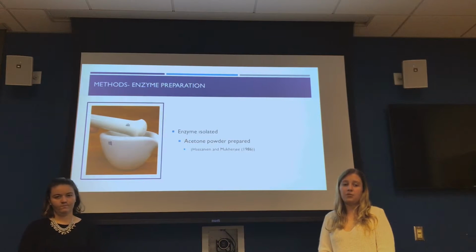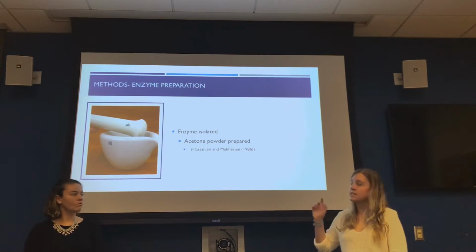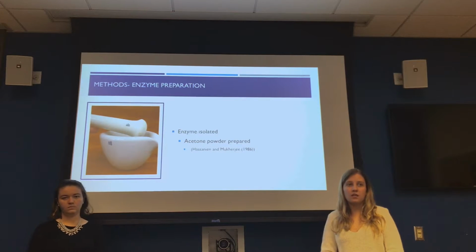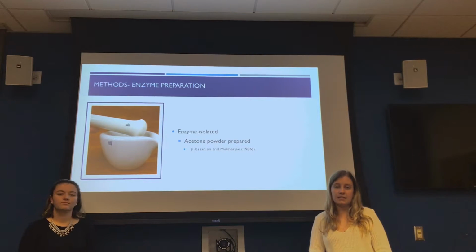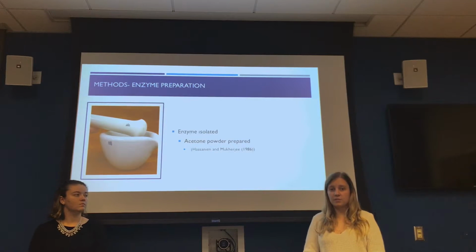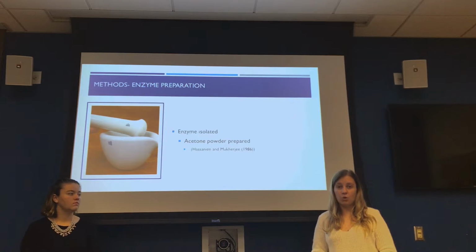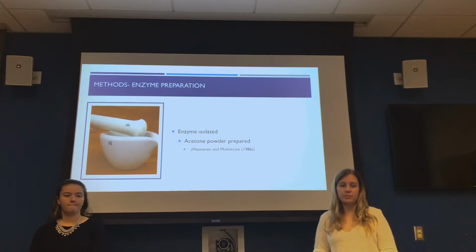And then enzyme preparation. They isolated the enzyme by creating acetone powder that was prepared following the processes in this 1986 paper. The actual process involves cracking the seeds, and they avoid bruising the inside. They obtained 25 grams of the seed cotyledons. They ground and mixed it all together with cold acetone, and then they filtered and washed it with cold acetone 4 times and let it air dry.